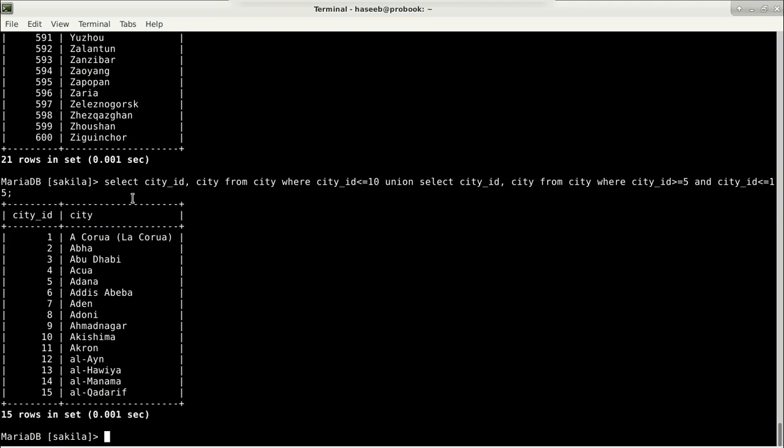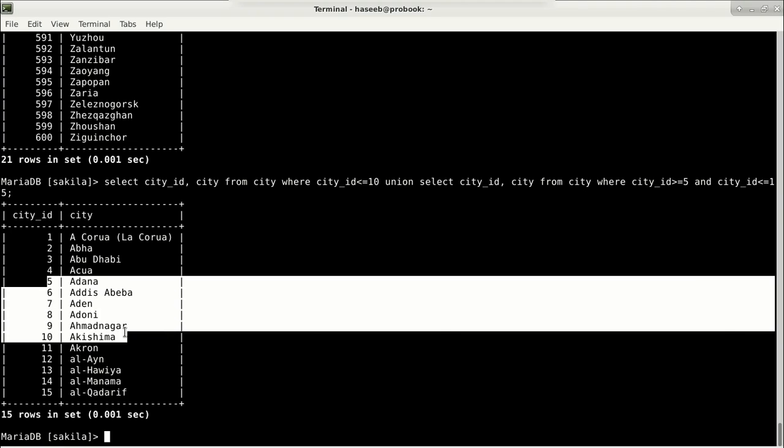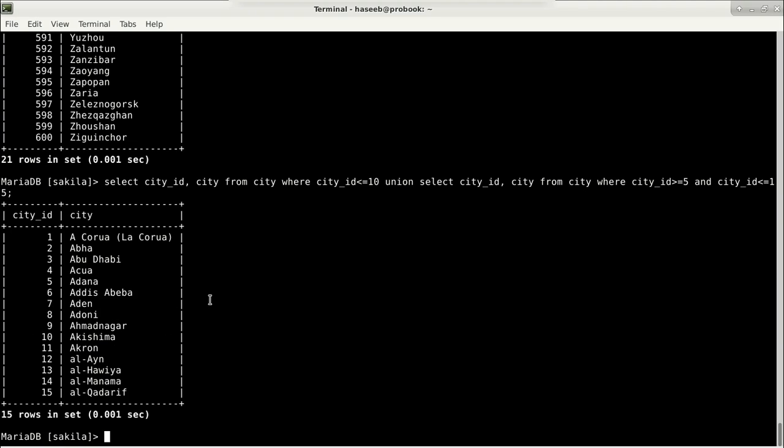So the first query will display the records in which city ID is 1 to 10. The second query will display the records in which city ID is 5 to 15. So 5 to 10 are the common records between these two sets, but while taking the union, they will be displayed only once.